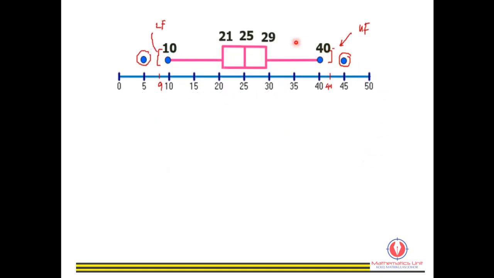From this box and whisker, we can determine the distribution. The distribution of this data is no skew, or symmetrical, because the left and right boxes are the same size. Therefore, the distribution is no skew, or symmetrical. That's all.